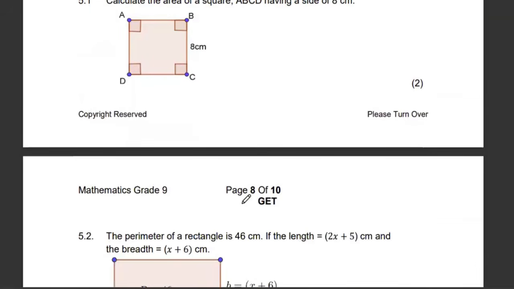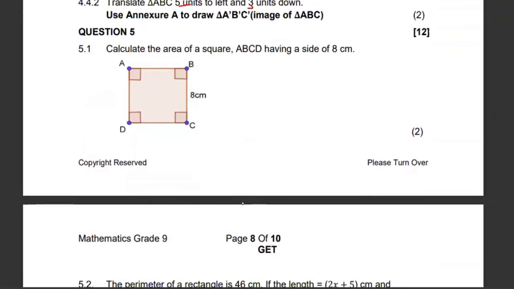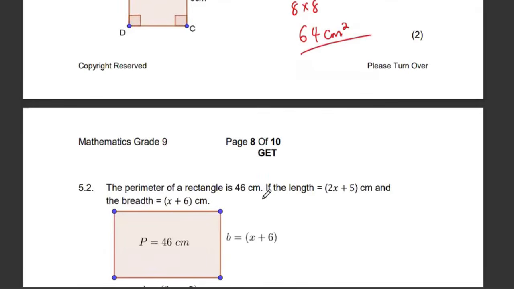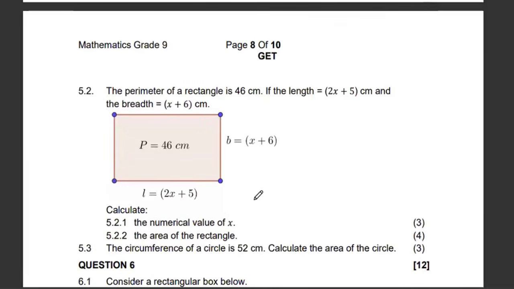Question 5, calculate the area of the square having size 8. So I know that area is going to be length times length or side times side. So that's going to be 8 times 8, 64 centimeters squared. And then they're telling us that the perimeter of a rectangle is 46.